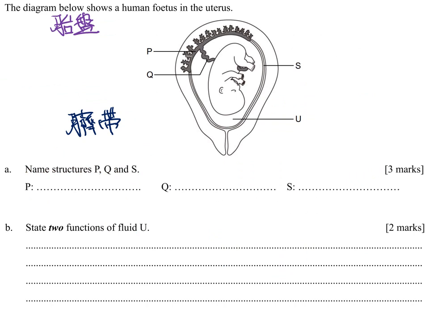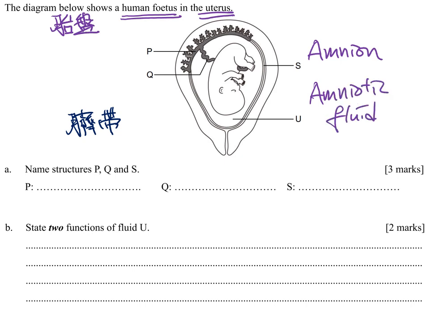Let's do a question to check your understanding. The diagram below shows a human fetus, 一個嬰兒啦, in the uterus. And now we have PQRS. Before you start doing the question, can you please label PQRS? S, you just learned it, it should be the amnion, 羊膜. And for U, it is the fluid secreted by the amnion, it should be the amniotic fluid, 羊水. What about P and Q? I think you can use your common sense to do the naming of P and Q.